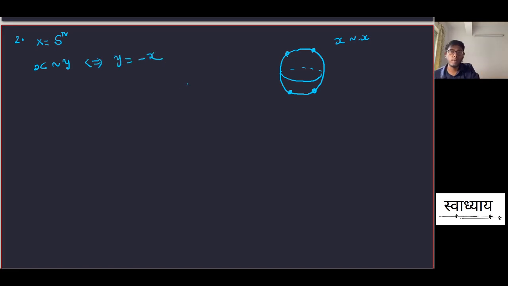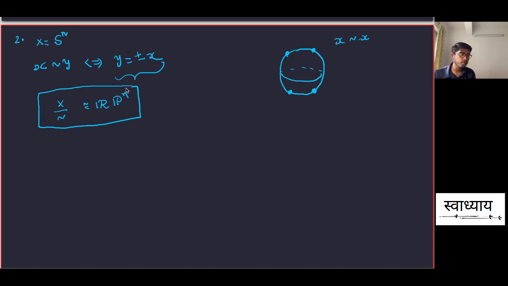Or plus or minus x, sorry, both things. So it means that the point is related to itself as well as to the antipodal point. So x is related to y if and only if this happens. So we are identifying the antipodal points. Okay, and Sn mod this is the same as RPn. So this is also one model for the real projective plane.